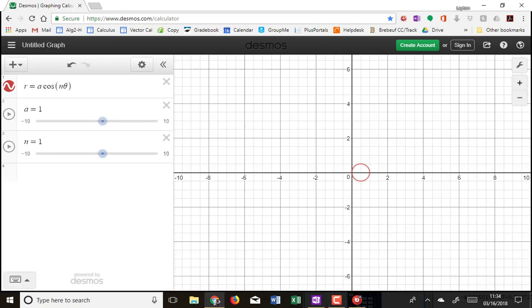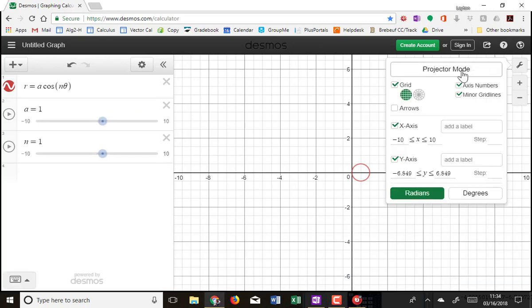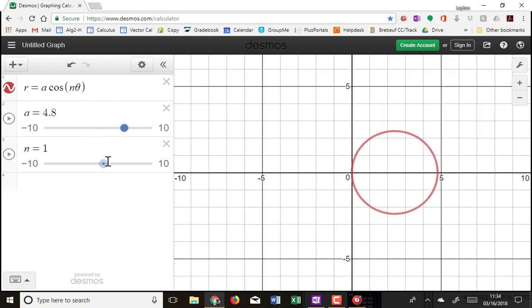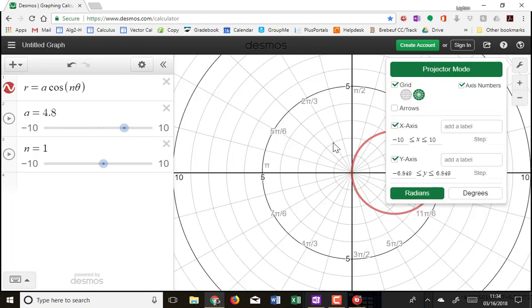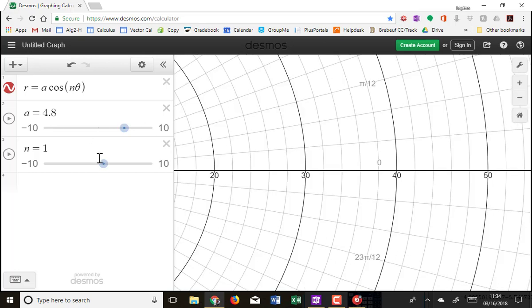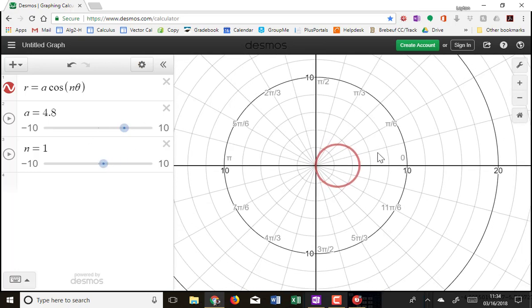Let's minimize that. Let's turn on projector mode and take a look. Okay, so let's make A bigger so we can see it. And you can actually go into the graph settings and change the grid into a polar grid so you can see it a little bit better. And as I slide N, nope, stop it.